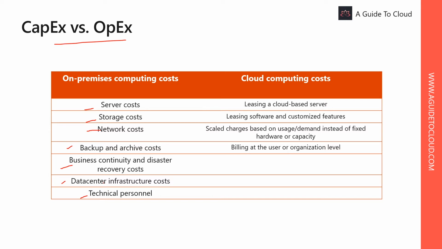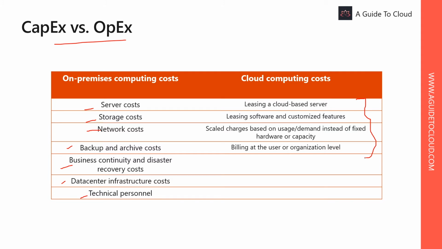And for disaster recovery, or BCDR, along with server fault tolerance and redundancy, you need to plan for how to recover from disaster and continue operating. Data center infrastructure costs include the electricity, floor space, cooling, the building maintenance, etc. And finally, technical personnel is based on the technology you use. You will need technical expertise and workforce to install, deploy, and manage the systems at the data center.